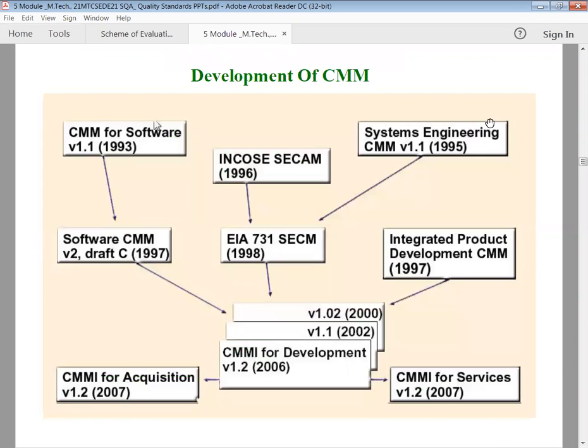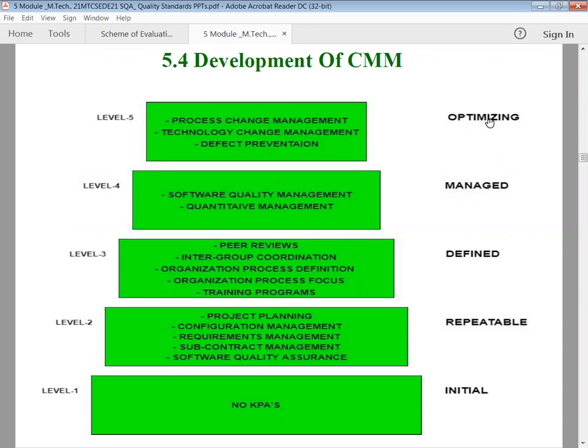So any doubt with respect to the KPAs of CMMI? No, ma'am.